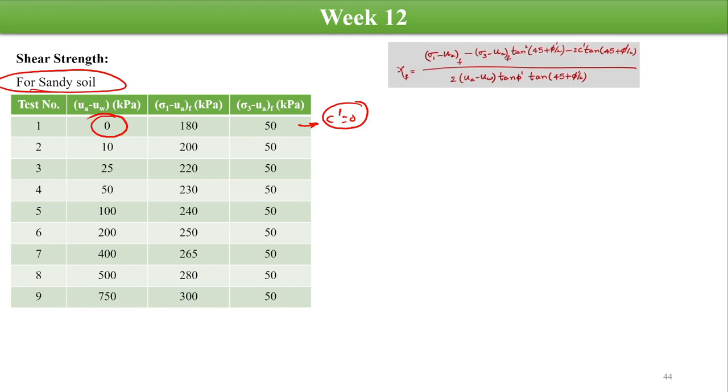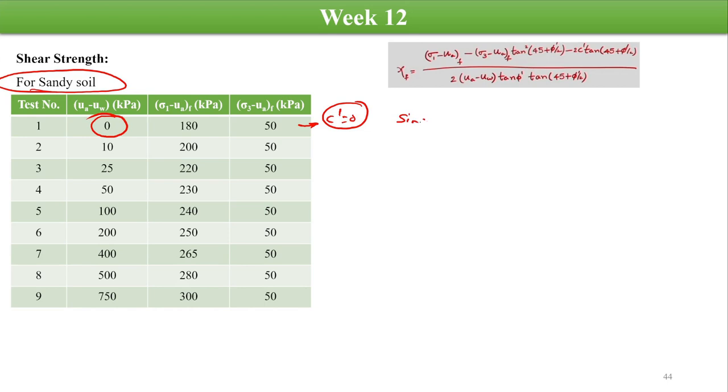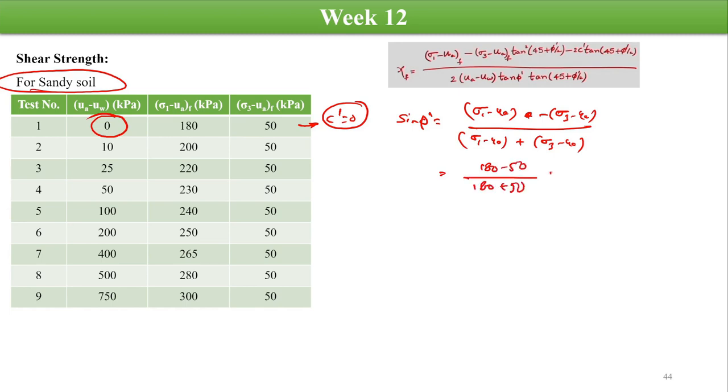So if we calculate, then we can write the value of sine phi dash as sigma 1 minus ua minus sigma 3 minus ua upon sigma 1 minus ua plus sigma 3 minus ua. That's going to be 180 minus 50 upon 180 plus 50, and it will result in a value of phi dash as 34.417 degrees.